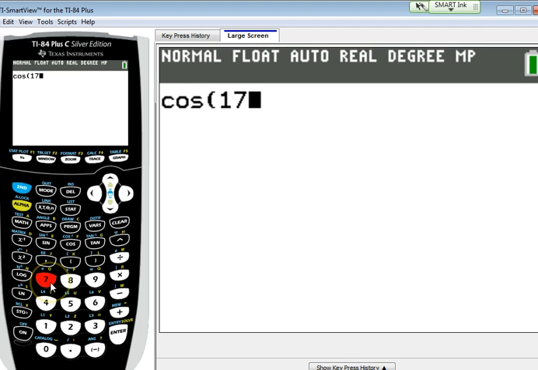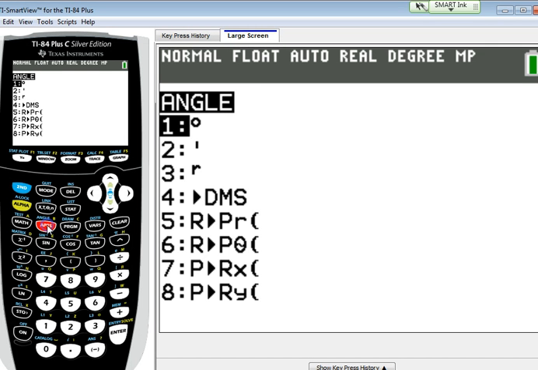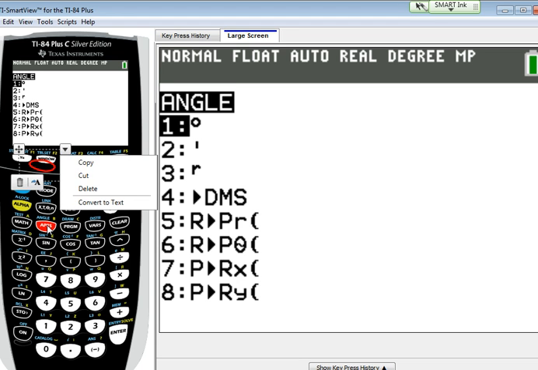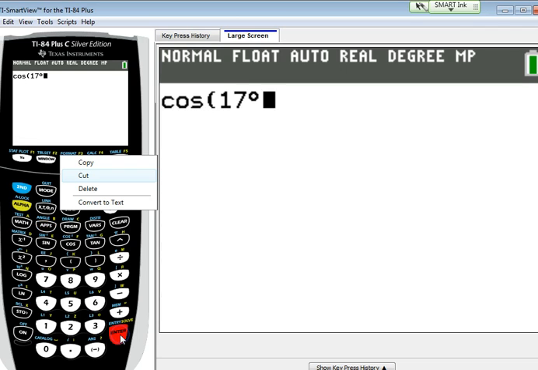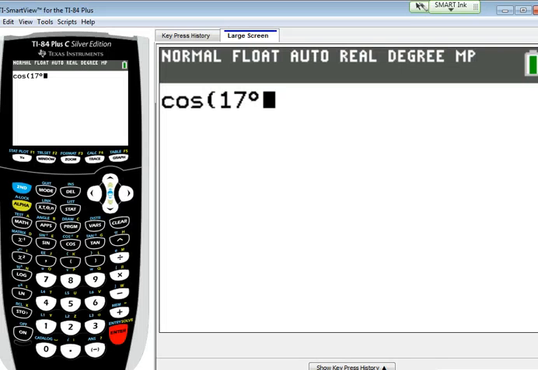Cosine 17. Now, to get your degree symbol, we're going to go to the second angle key. I like to remember to use this when you're talking about an angle. If you look at your second key, there's a little word angle on the top of it, so it helps me remember what button to hit. We want that little degree symbol, so you're just going to click 1. Now, if you want the minute button, you type in your 43. We're going to go back to second angle, 2.